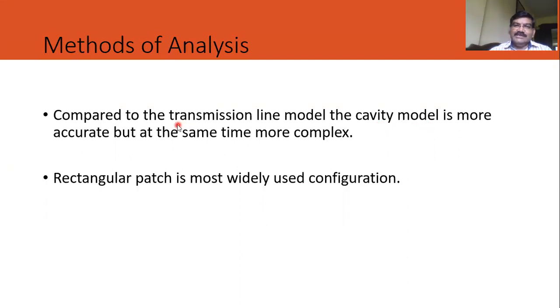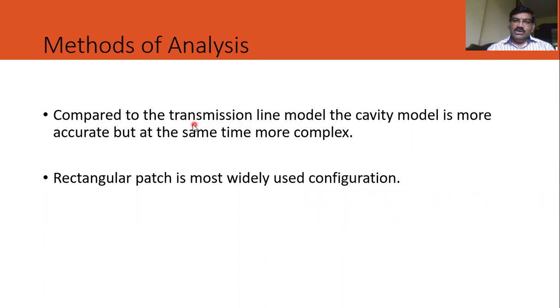So in the general sense, the transmission line model is used for the design of the microstrip antenna and mainly the rectangular patch. So why rectangular patch? Because rectangular patch is the most widely used configuration. So this is the most widely used, and in general, this is the configuration considered. So this is the method of analysis.